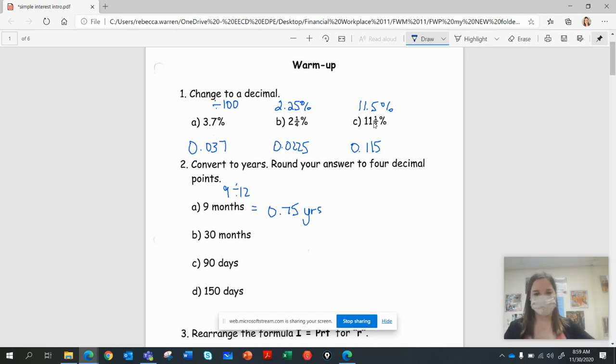30 months, again, same thing, divide by 12 because there are 12 months in a year. I think this one is 2.5. Okay, thank you. And then 90 days, we will divide by 365 because there are 365 days in a year.